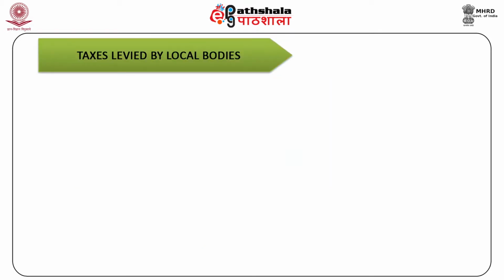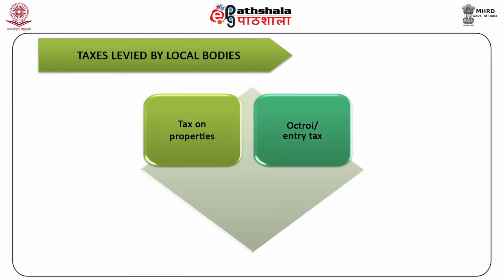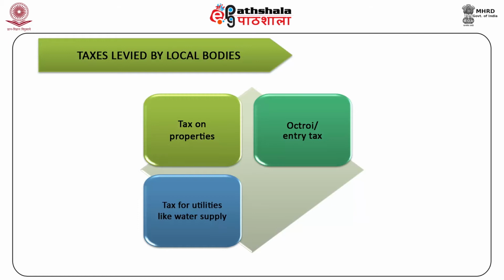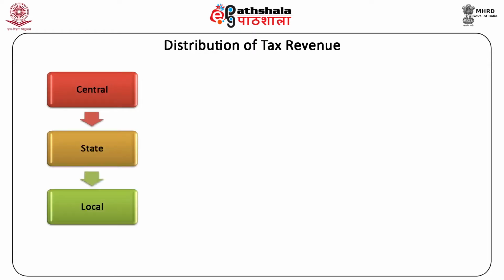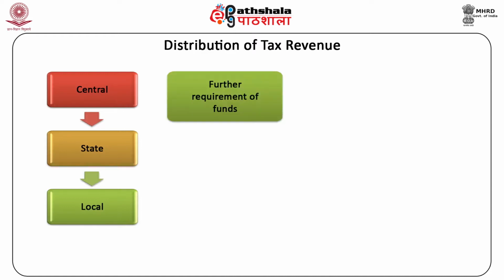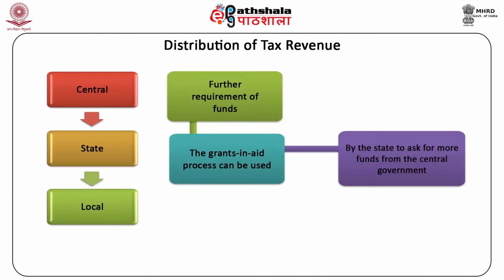The local bodies have the authority to levy tax on properties, octroi, entry tax, and tax for utilities like water supply, drainage, etc. Distribution of tax revenue. In India, taxes can be levied by different governments, central, state, or local, but there is a procedure of tax sharing which allows an equitable distribution of funds between the center and state. In case of further requirement of funds, the grants-in-aid process can be used by the state to ask for more funds from the central government.